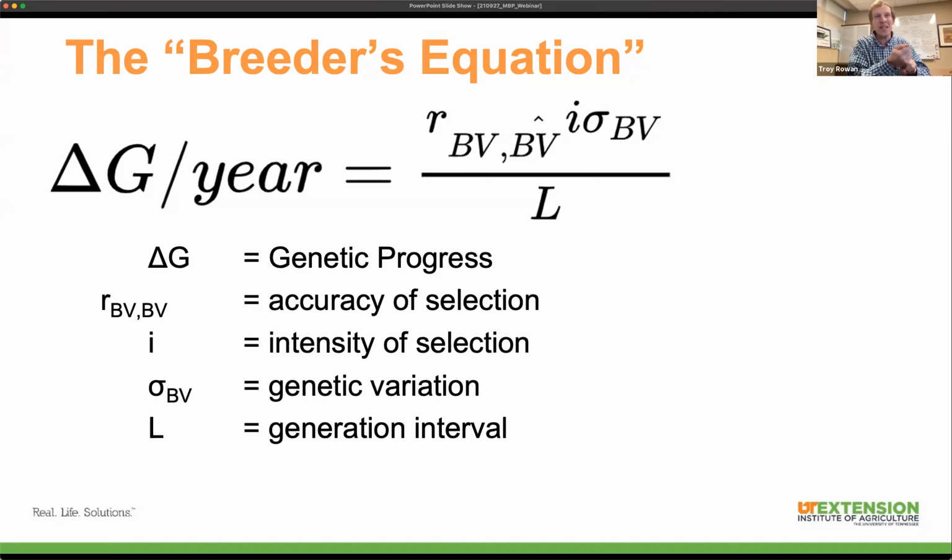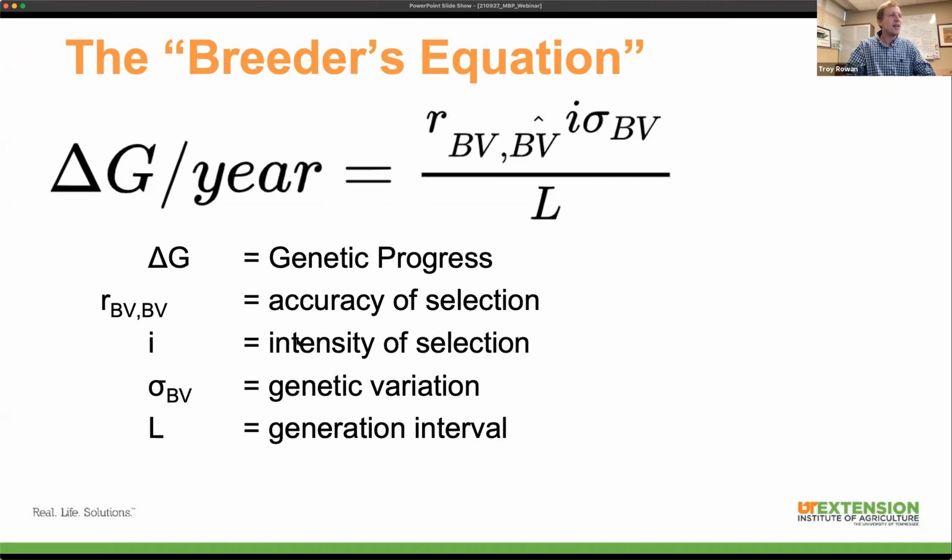This could be an animal's phenotype, because like we talked about with heritabilities, with phenotypes we can predict an animal's genetics to some variation depending on how heritable the trait is. But ultimately, this is what's going to dictate how accurately we're choosing the individuals that get to go on to the next generation through selection.